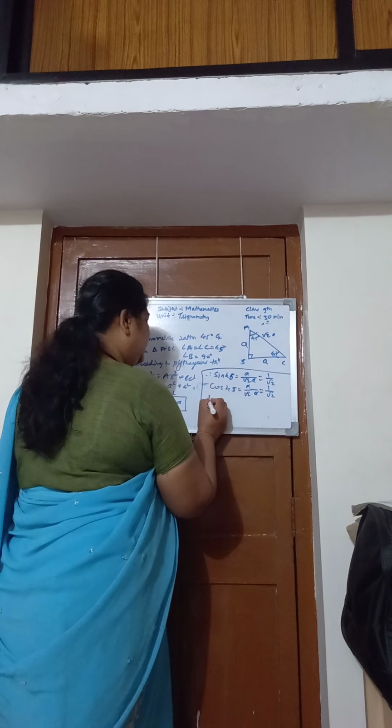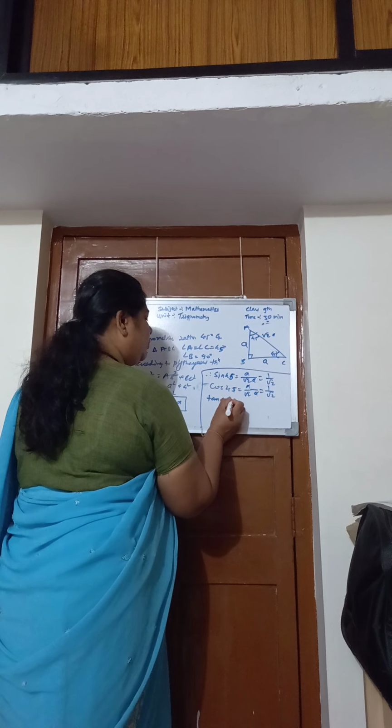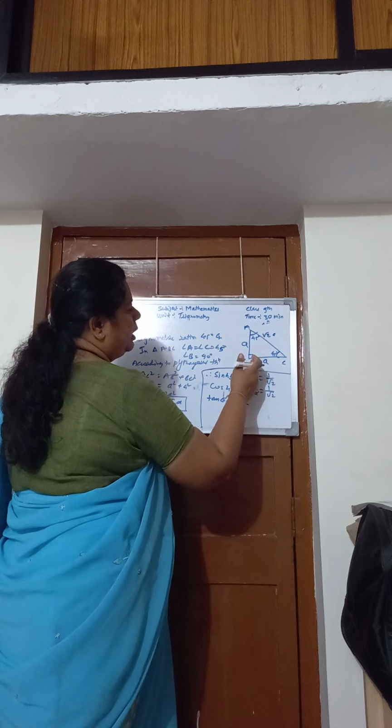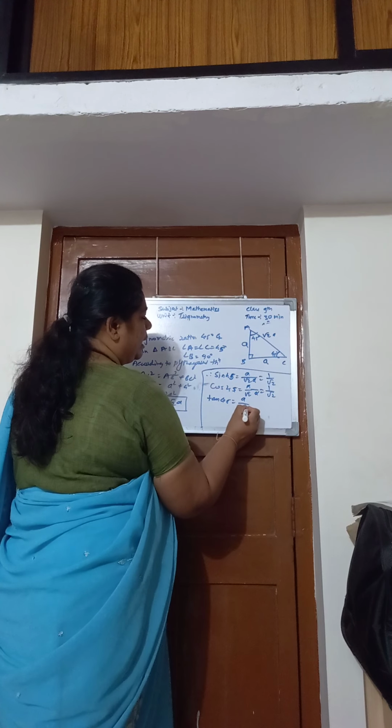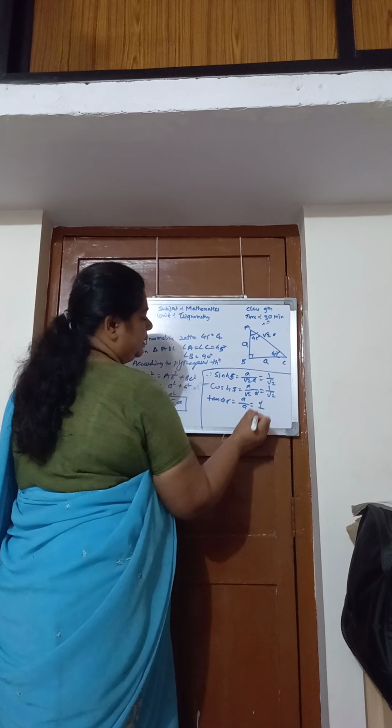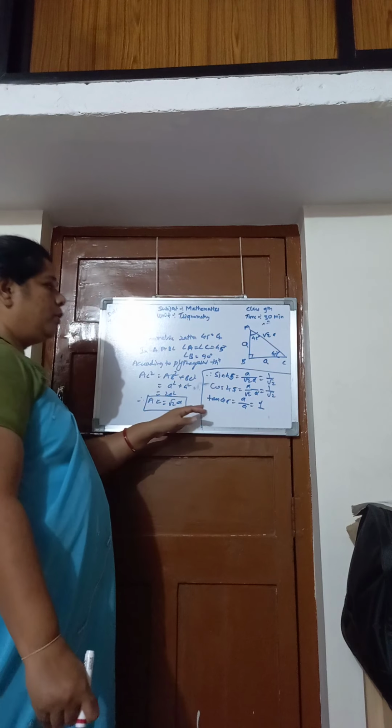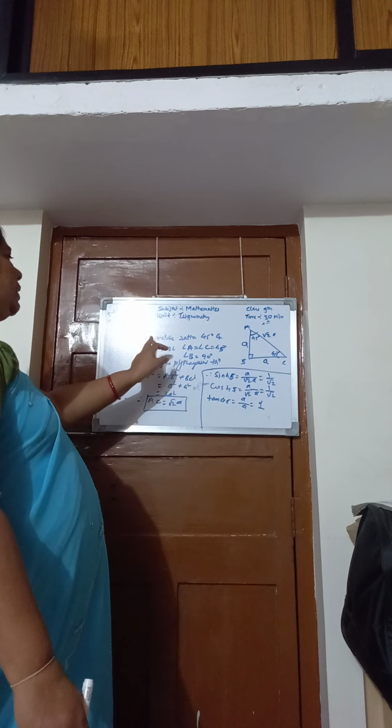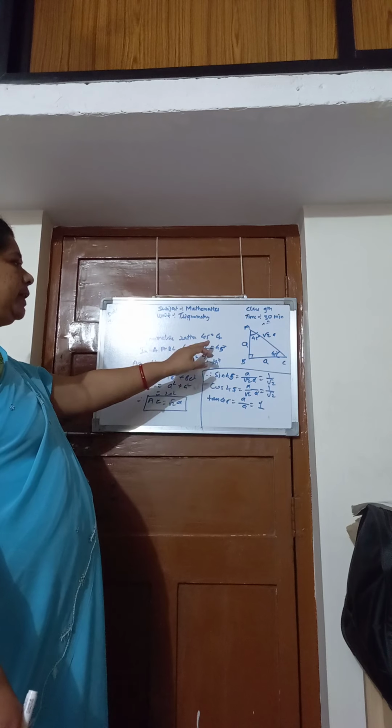Now we have to calculate tan 45. Tan 45 equals a upon a, that is equal to 1. Tan 45 equals 1. Here we have seen the trigonometric ratios of the 45-degree angle.